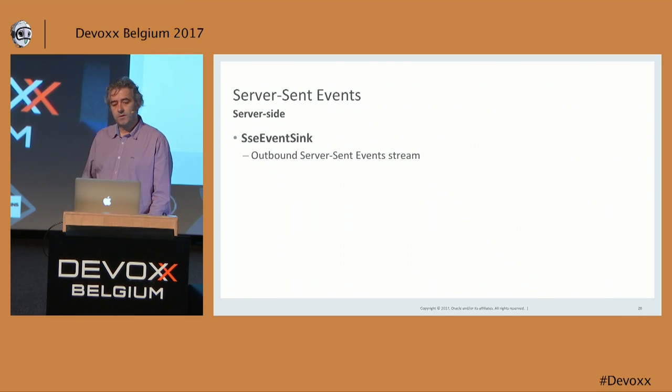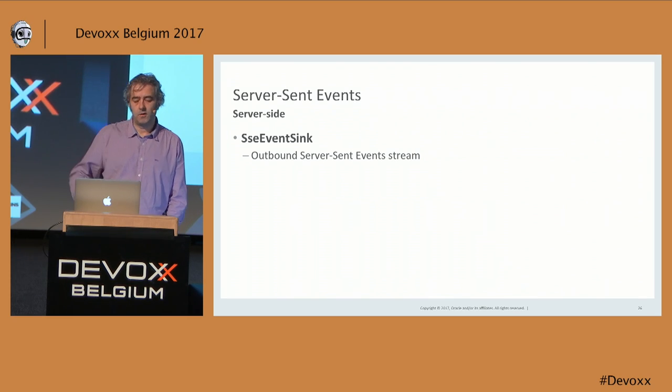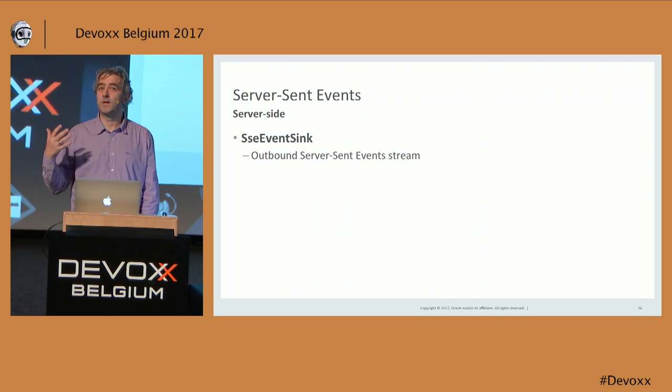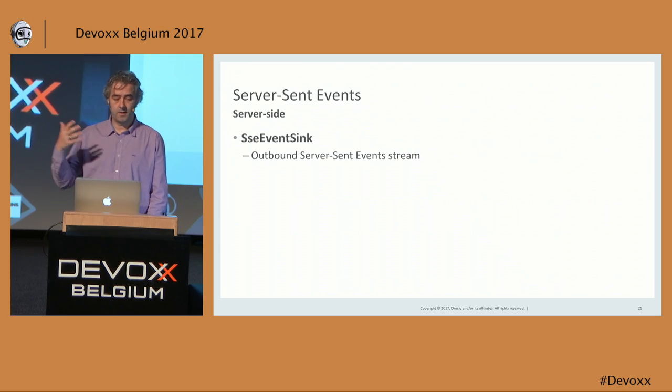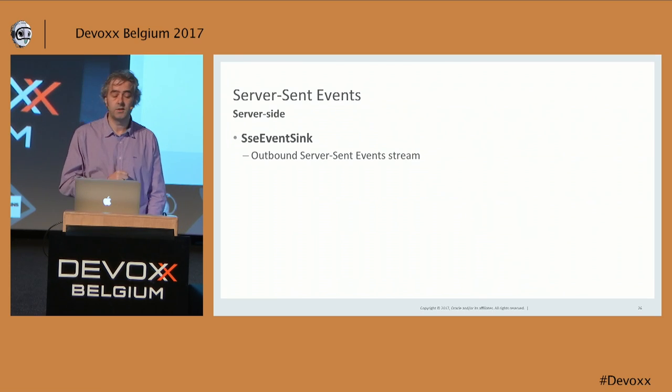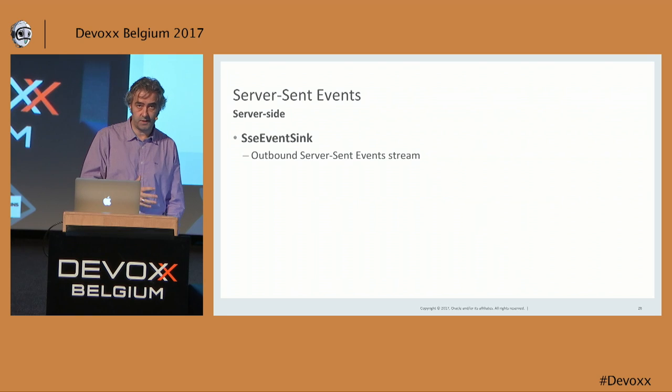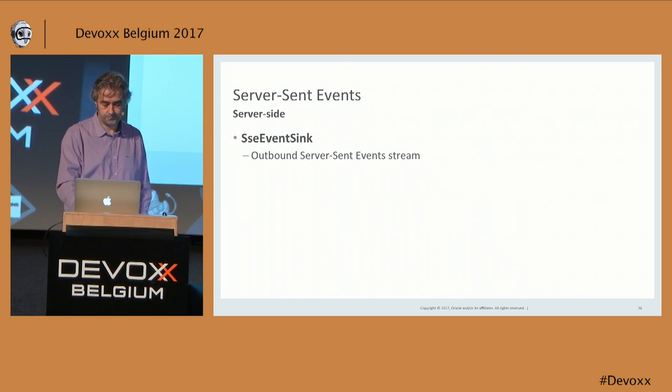So we then have this object, basically, to represent the SSE connection. So SSEEventSink is a connection. It's an outbound connection, so this is the server-side view of the connection.